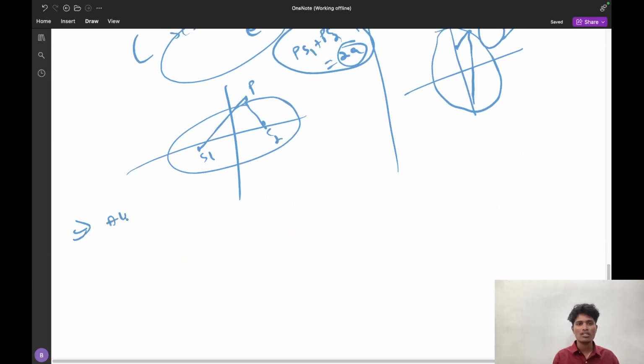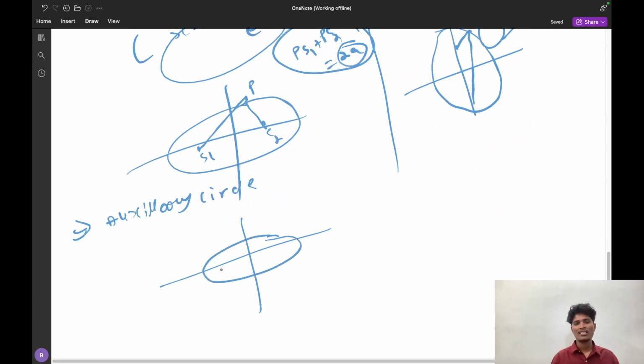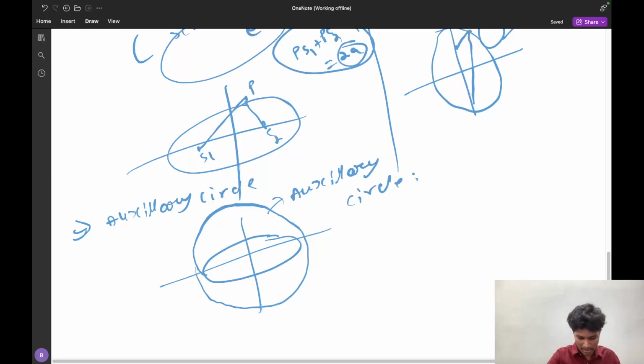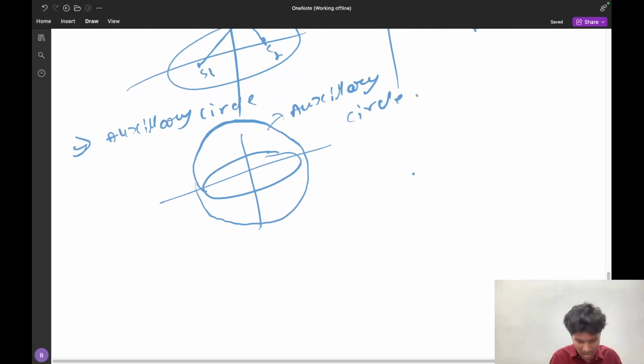Now let's get into the auxiliary circle. What is the auxiliary circle? If a circle is drawn considering the major axis as a diameter, this circle is called the auxiliary circle. That's it. And the auxiliary circle equation, you know, is x square plus y square is equal to a square.